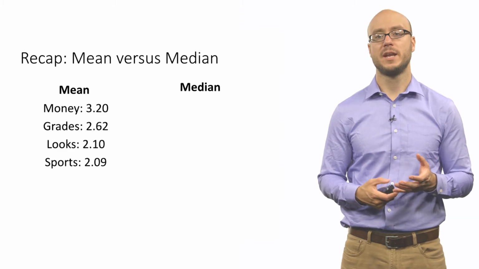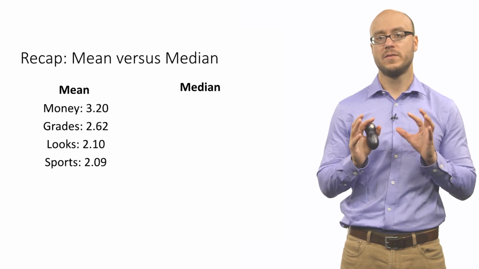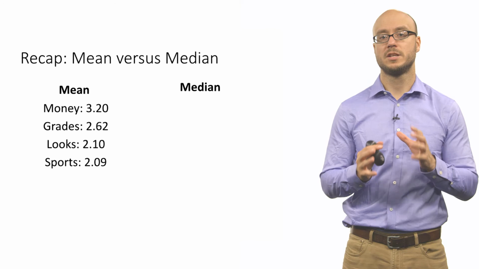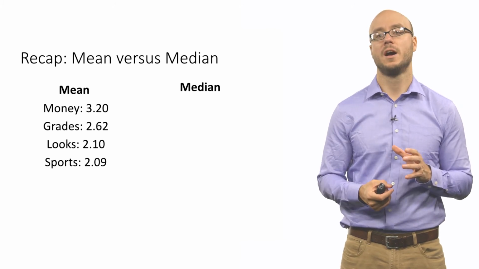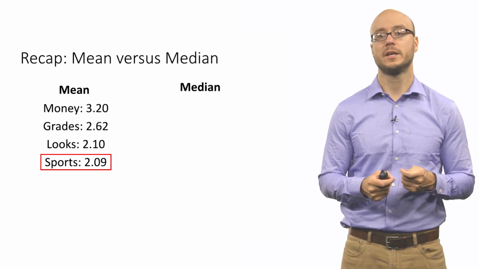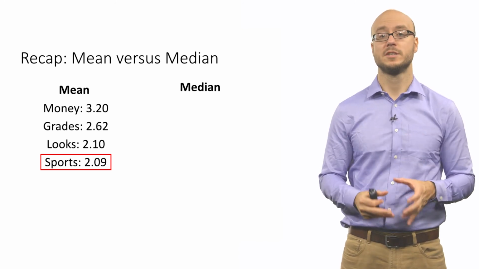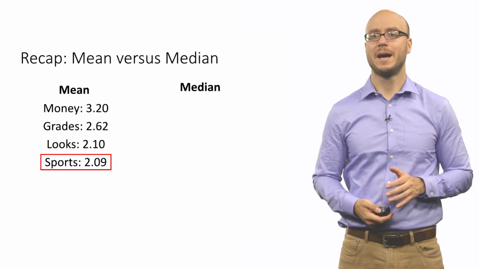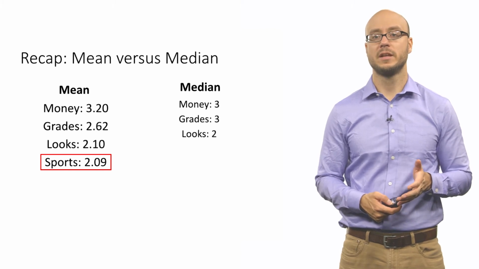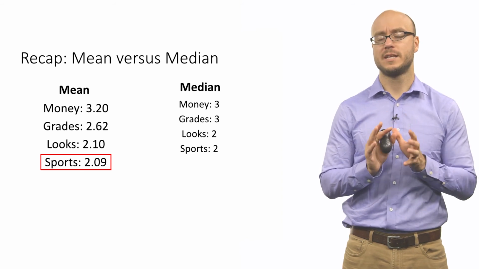So we have these values of the median. Now let's compare the mean values with the median values. Both of these are measures of central tendency. We're trying to find the typical observation, the typical ranking for each of these attributes of popularity. So if we look at the mean, the most important quality for being popular, as expressed by these elementary school kids, is sports. So if you want to be popular according to the mean, do sports. But how about the median? Well, the least important is money, similar to the mean, then grades, then looks, and then sports. So you can see we have a very similar set of results.